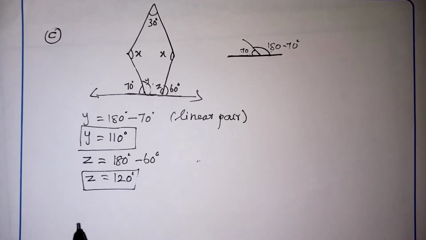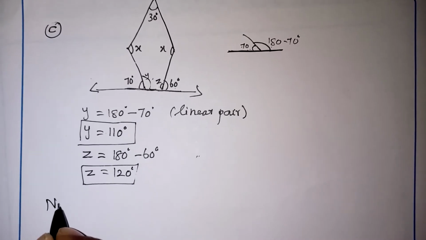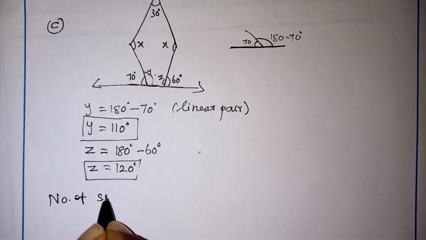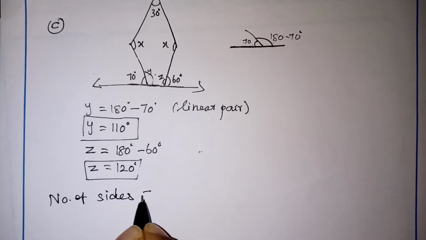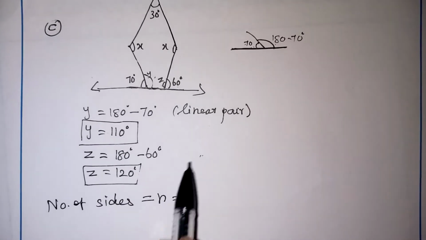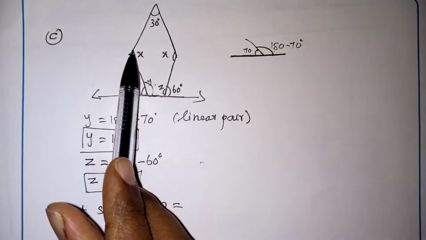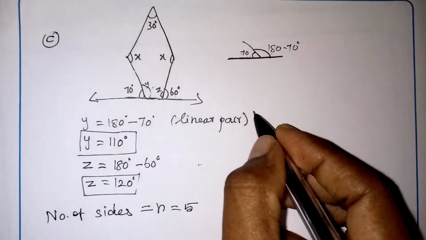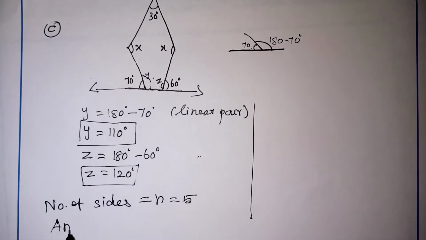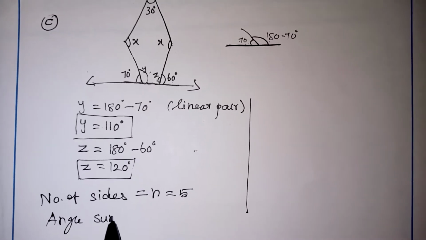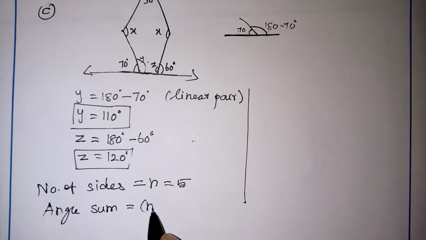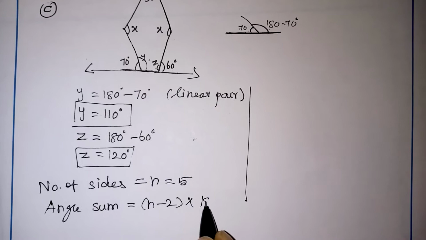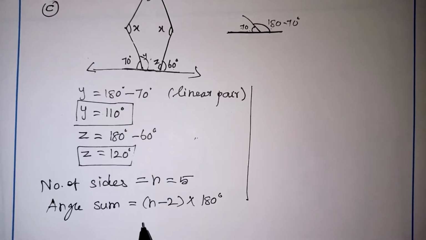Now what is the number of sides? Let's go to the question now. The number of sides n is equal to 5, a 5-sided diagram. So we need to find the angle sum also. For the sum of all the angles, we have a formula: (n minus 2) into 180 degrees. Now the n value is 5.